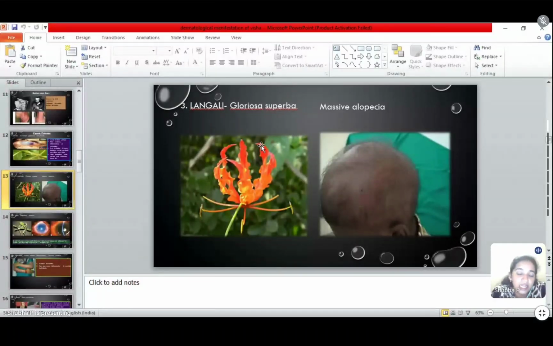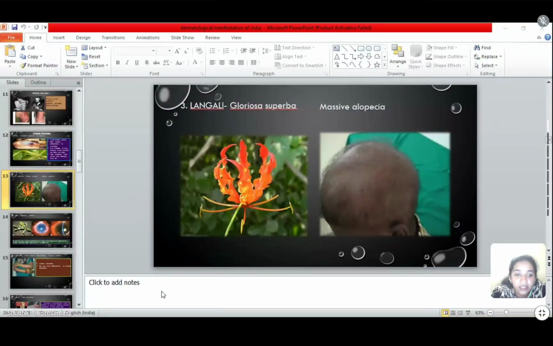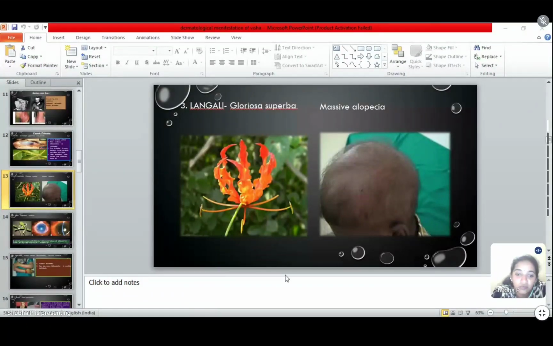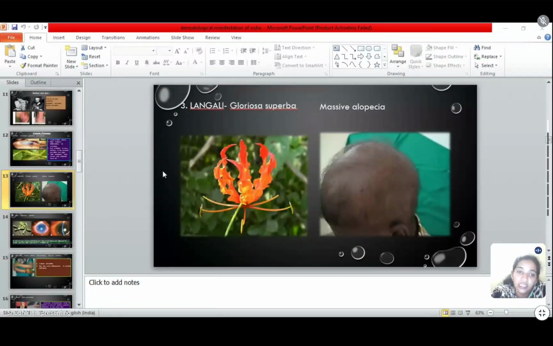Now, next is Langali. Can anyone tell me what Langali is known for in Agada Tantra? Abortifacient. Yashasvi, that is really great. That is an abortifacient. Here you might have heard about the use of upavishas in therapy too.